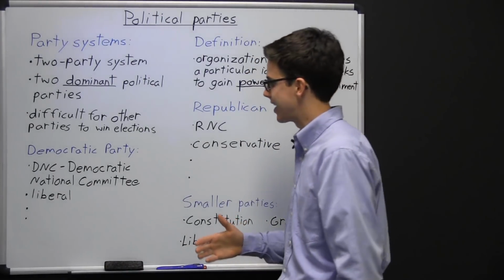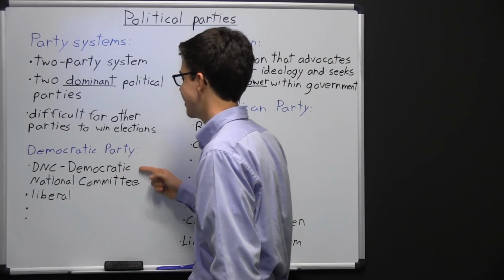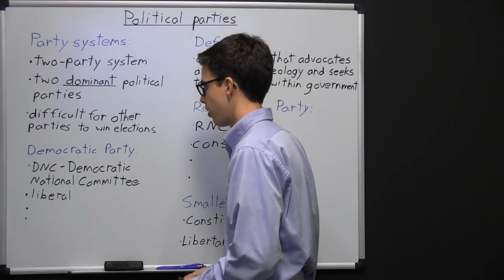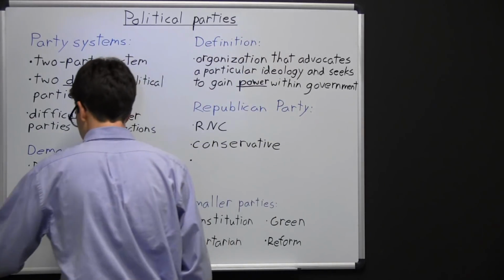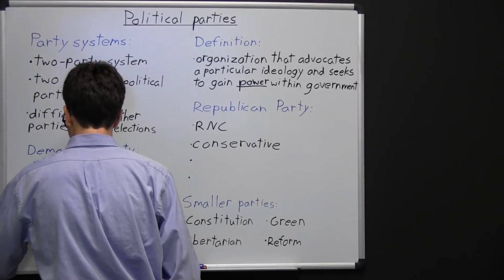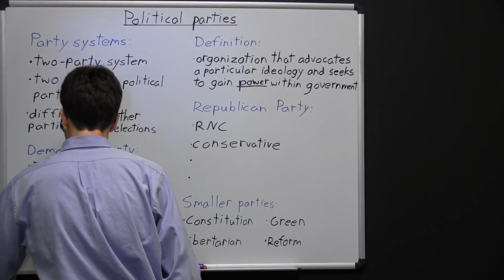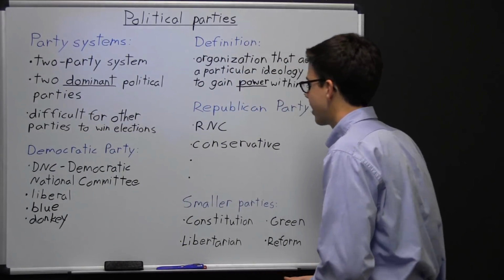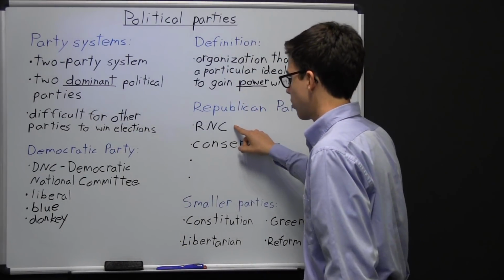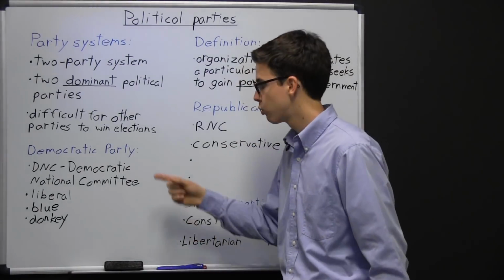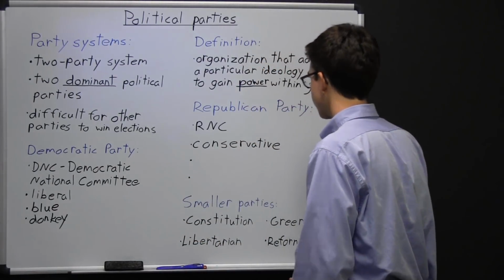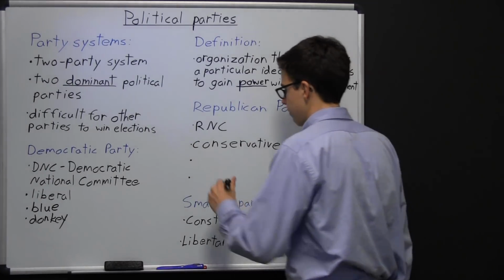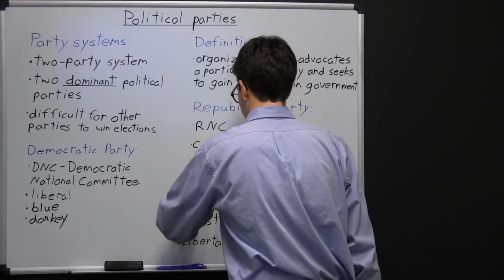The Democratic Party is headed up by the DNC, which is the Democratic National Committee, and it is known as the Liberal Party. It is sometimes identified by the color blue and the donkey. The Republican Party is headed up by the RNC, which is the Republican National Committee, the equivalent of the DNC. And it is known as the Conservative Party. It is sometimes identified by the color red or the elephant.